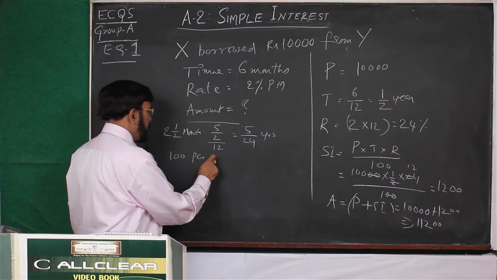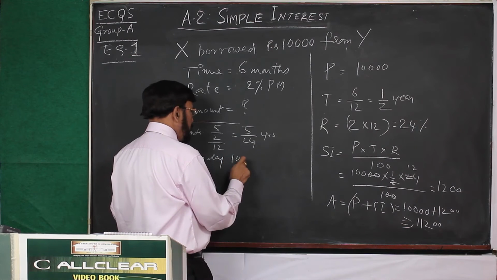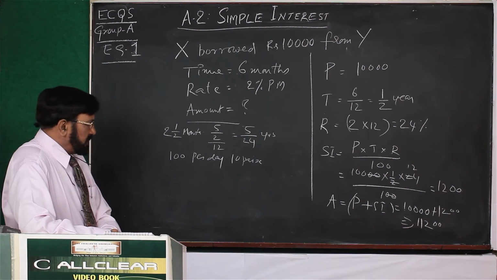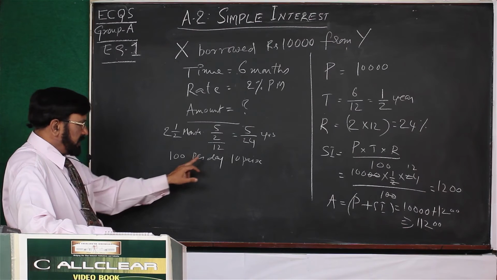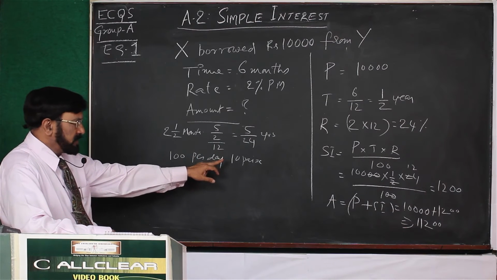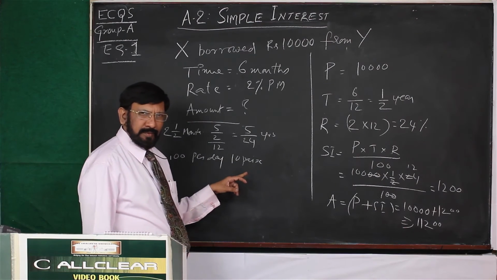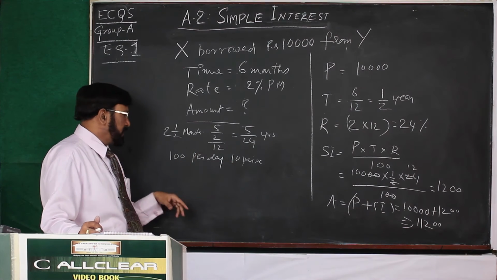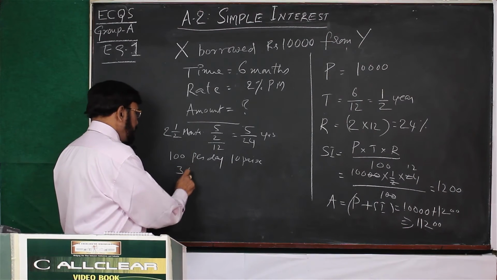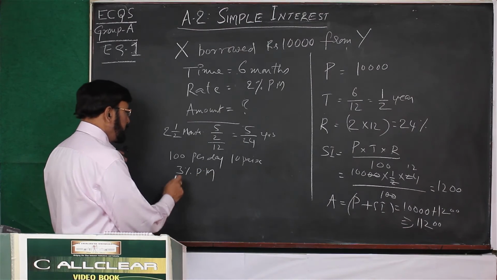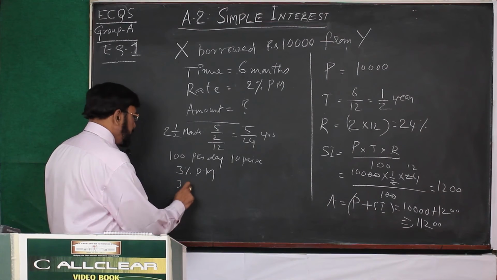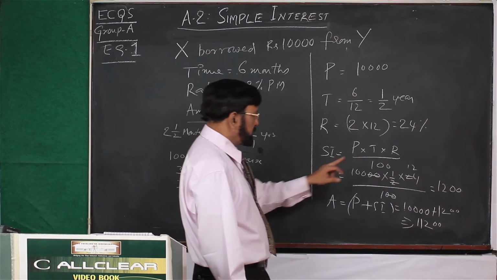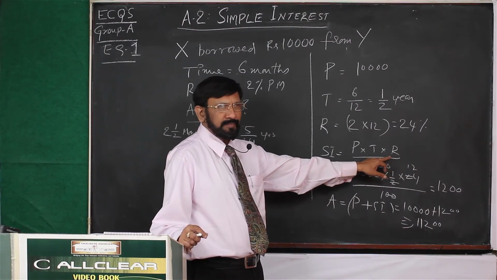Sometimes the rate is given per 100 per day, 10 paise interest. Then without any confusion, per 100 per day 10 paise, per month that is nothing but 3 rupees. Per day per 100 10 paise, 30 into 10, 3% per month. Then how to calculate per year? 3 into 12, 36%. Then 36 should be substituted here.